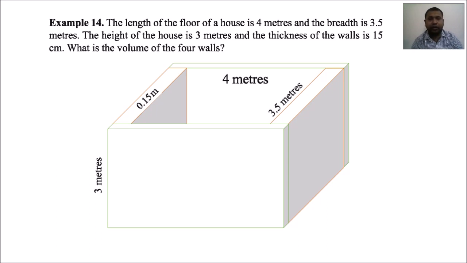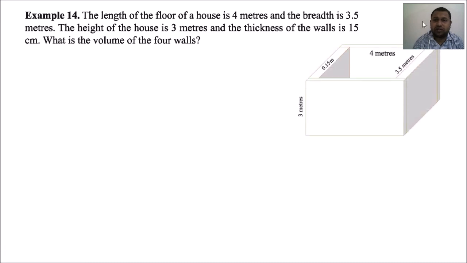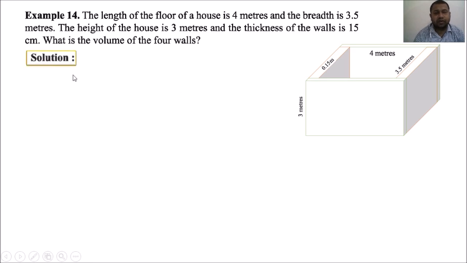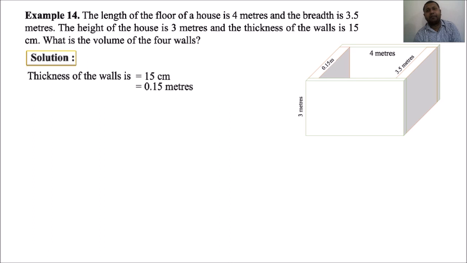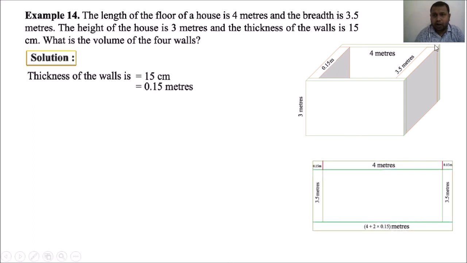Okay. So now for solving this math, I am just showing the figure again here. You can see the whole thing which I have shown there is the same thing here. Now for the solution, thickness of the wall is 15 centimeter, as the rest of the measurements are in meters, so I have to convert it into meter. So 1 meter equals 100 centimeters, so I just divide it and I got 0.15 meters.